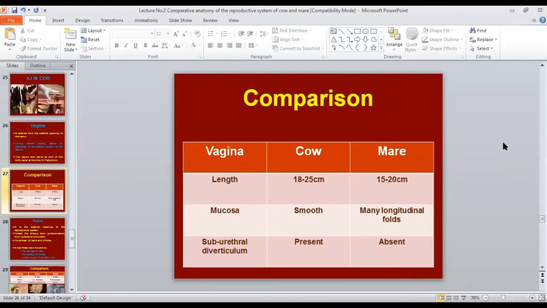As for the comparison, there is a difference in the length of the vagina. The vagina of the cow is longer as compared to the mare. Then the mucosa of the vagina in the cow is smooth, but in the mare many longitudinal folds are present. Another important feature is the suburethral diverticulum, under the pelvic urethra in the vestibule. It is present in the cow, but this suburethral diverticulum is absent in the mare.